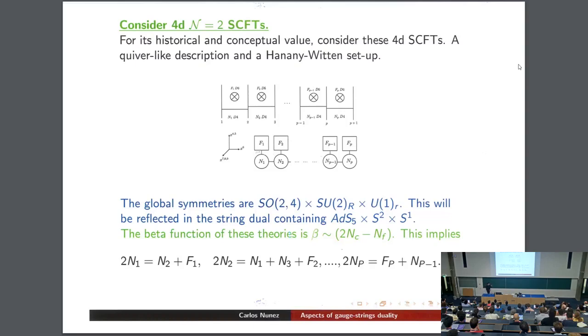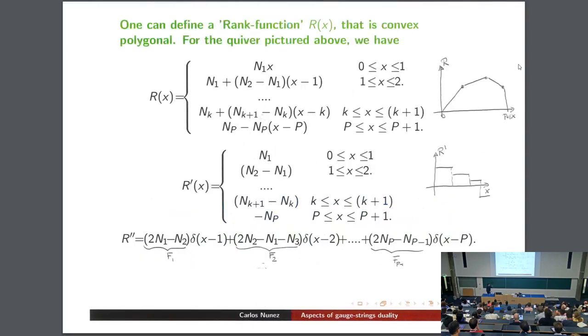Okay? So one nice way to encode all this kinematical information in one function, and it's very useful for the holographic picture, is the following. One can define a function that I will refer to as the rank function. It's a function that in terms of a variable x, at x equals 0 is 0, and at x equals p plus 1, where p is the number of color groups of the system, is also going to be 0.